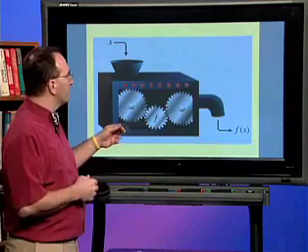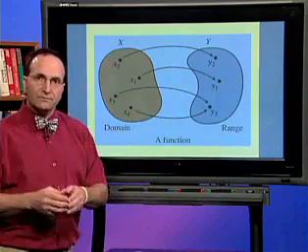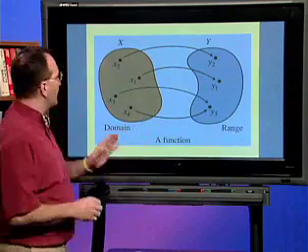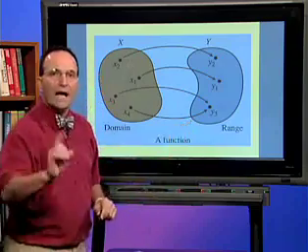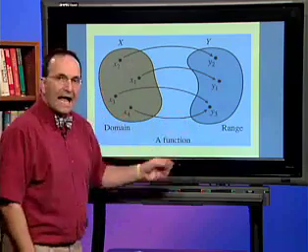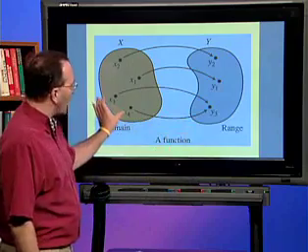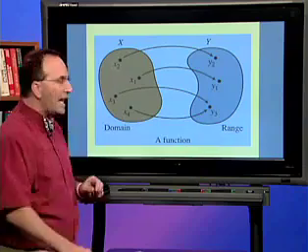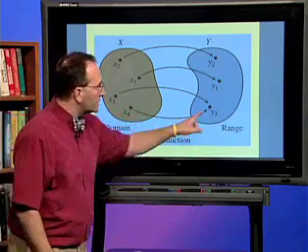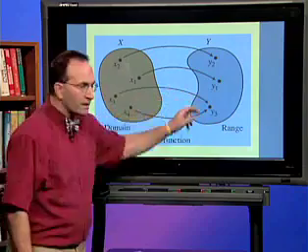Let's take a look. Here we have a mapping of a domain to the range, and in this case, this shows a function. The reason it shows a function is that each element in the domain goes to only one element in the range. And even though these two elements each go to the same element in the range, that's okay, because again, this one is one going to one, and this one is one going to one.